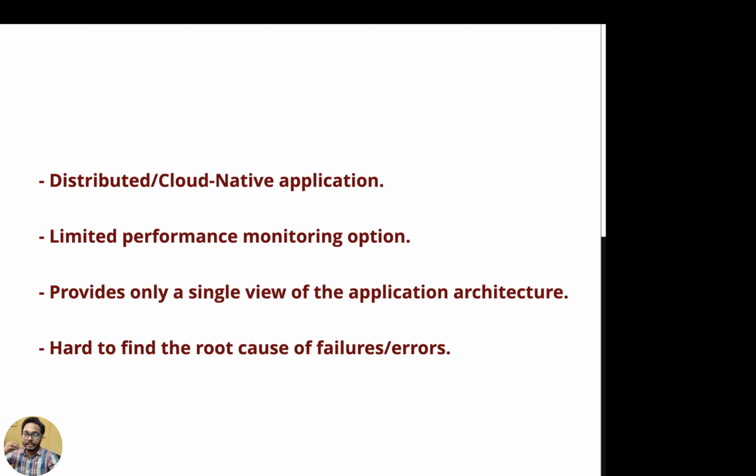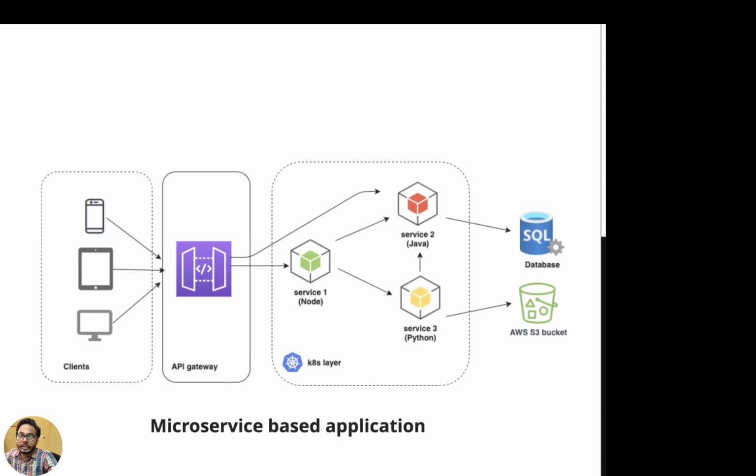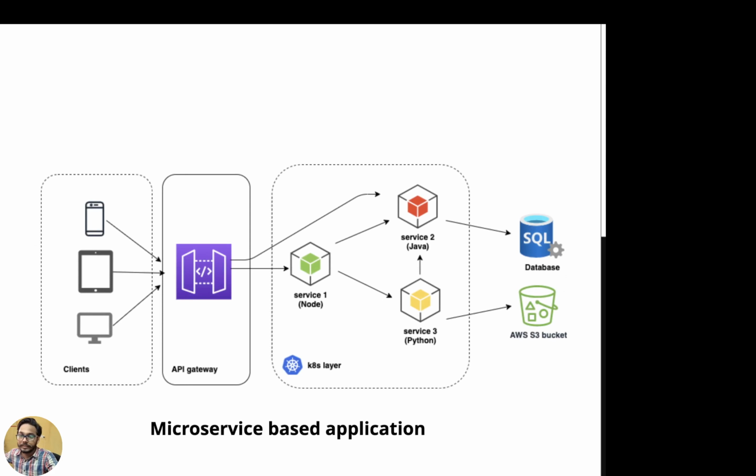I know it's a bit theoretical, but I'll help you understand it better in the next couple of slides. To understand it better, let's take an example of a microservice based architecture app like this. This is an application where we have three services running inside a Kubernetes cluster.